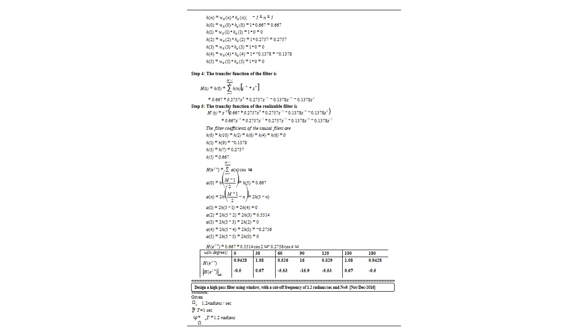This is another question, a high pass filter using a window. The cutoff frequency has been given and n is equal to 9 is given. So omega c is given, equal to 1.2 radians.